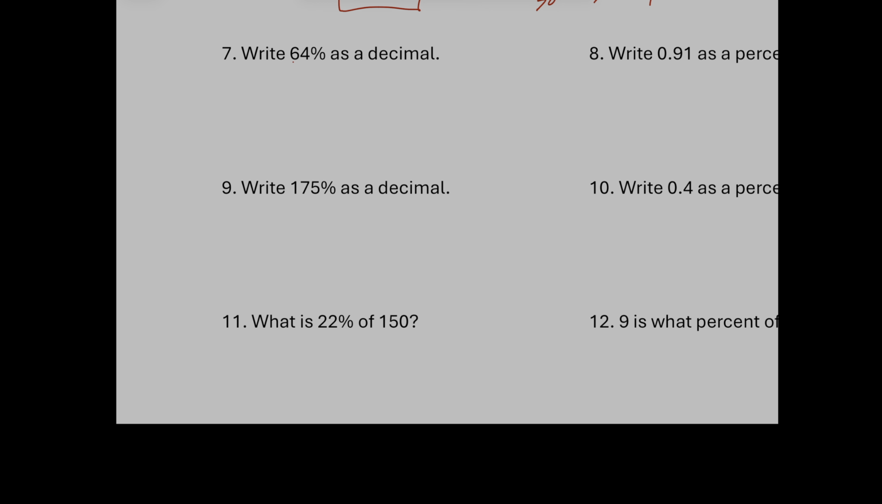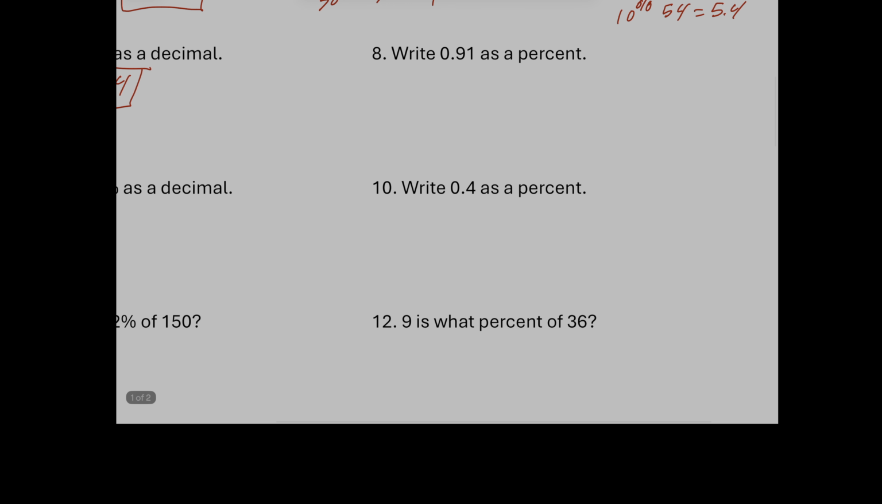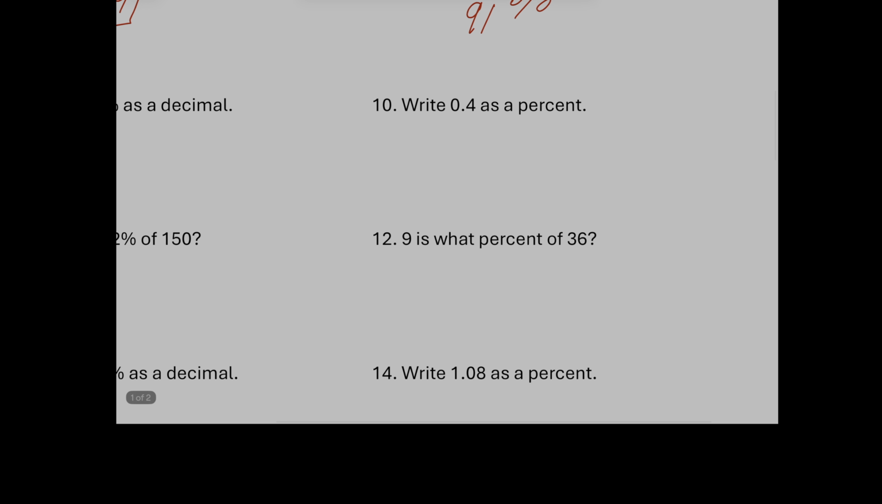All right, let's write 64% as a decimal. Well, if you're doing that, you're just making the number smaller by 2 decimals. That's just 0.64. Number 8, how do I write 0.91 as a percent? Well, 0.91 is the math, so we want to make it bigger. Oh dear, I hit a wrong button. Okay, that's just going to be 91%.